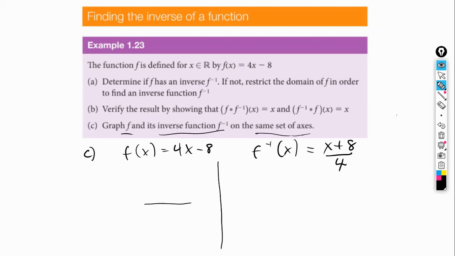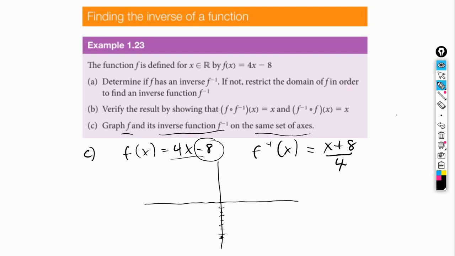Okay, so it's just going to be a quick sketch. So let's do this one first. Notice that it's 4x minus 8. That means that this is the y-intercept, minus 8. So let's count negative 8: 1, 2, 3, 4, 5, 6, 7, 8. So this would be negative 8. It will go through here. That would be the y-intercept.